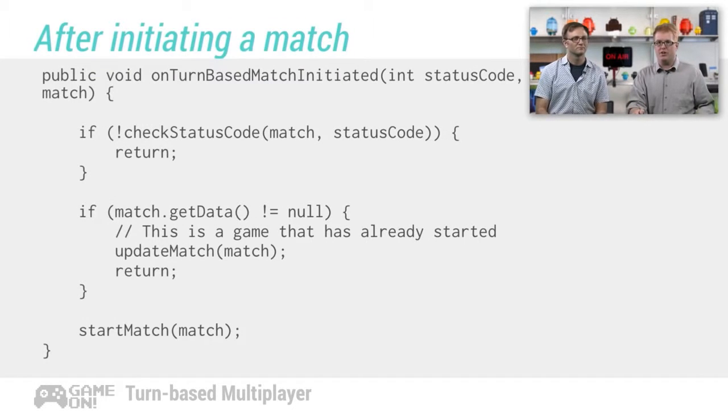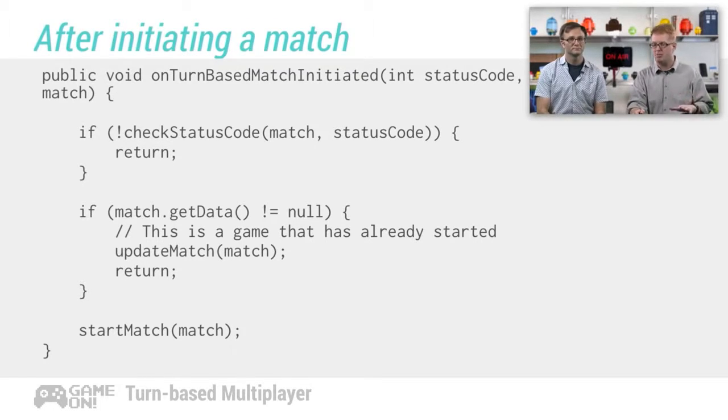No matter how your game starts, you're going to get a turn-based match-initiated callback from the game's client. You can register a listener. As with all these callbacks, you should check that your status codes are right. Sometimes things go wrong, like network errors. Every callback comes with status codes, and you should use them. We have sample code showing how to interpret them.